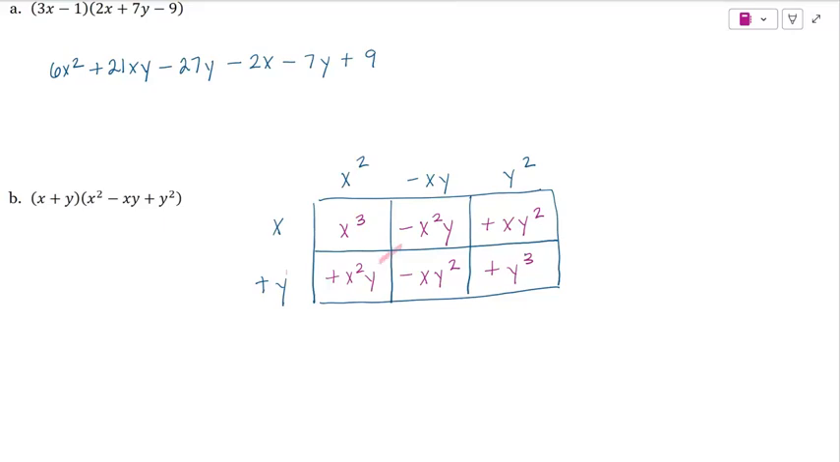I've got these two terms. I've got x squared y, so those match exactly. Those can be matched up. And then we've got xy squared here. Those match up with one another. So let's write our final answer here.